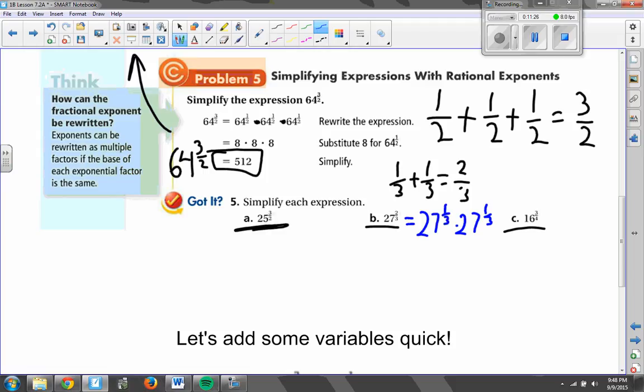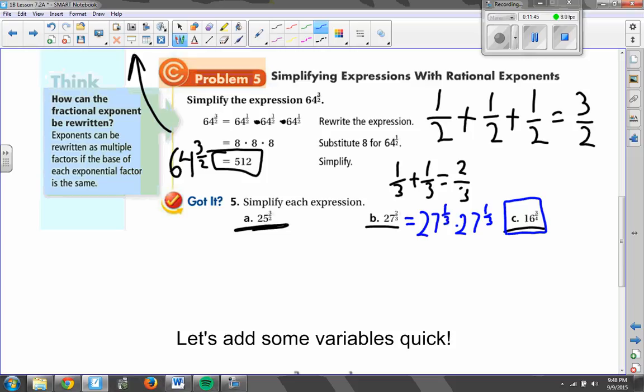And also look here at letter C. This one's kind of more of a challenge problem. That says 16 to the 3 over 4. So list out 16 to the 1/4 3 times and then solve. Okay? So do A, finish off letter B, and try letter C, please.